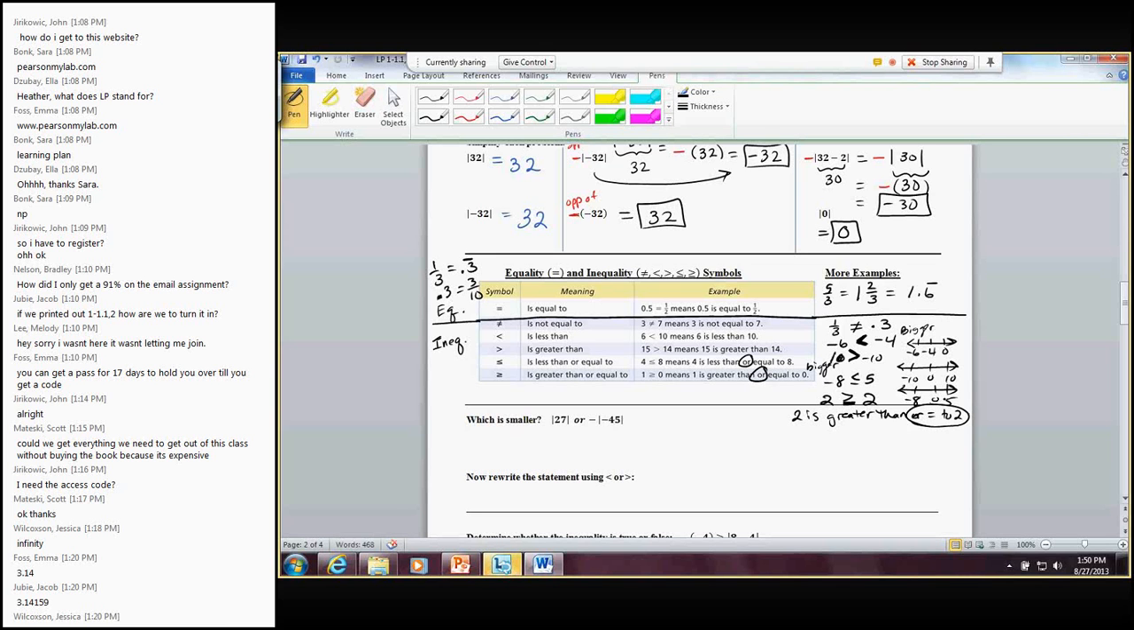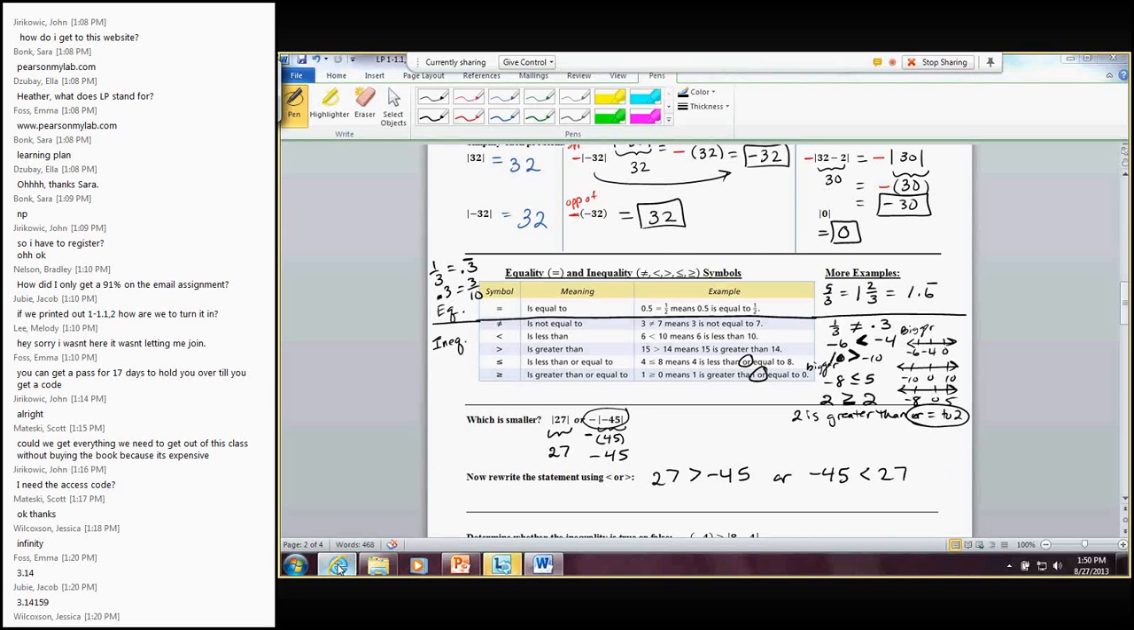Which is smaller? Absolute value of 27 or the opposite of the absolute value of 27? Whew. Okay, let's just look at that. Absolute value of 27 is 27. This means the opposite of absolute value of negative 45 is 45. Which is smaller? Good. This is smaller. Now rewrite it using either the less than or greater than. You can either write 27 is greater than negative 45, or, very good, Isiosa, negative 45 is less than 27. Either is okay on the homework.